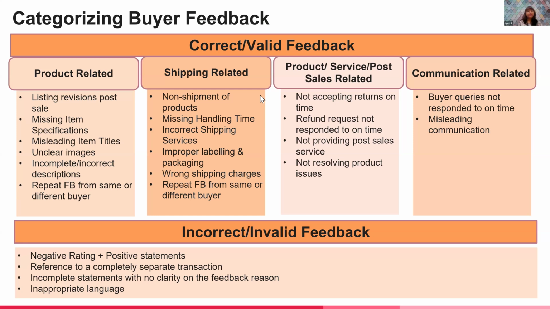Talking about shipping related, any comment that the buyer leaves you for a negative or neutral is with regards to the shipping. For example, seller not shipping the items, seller missing on the handling time, choosing incorrect shipping services, improper labeling and packaging, wrong shipping charges by the seller, and once again, there are shipping issues for the same product or from different buyers or from the same buyer.